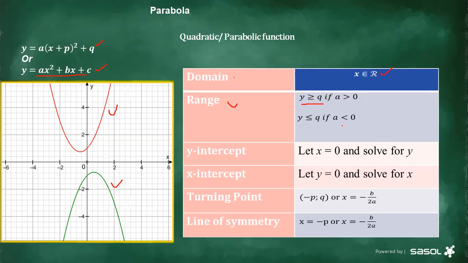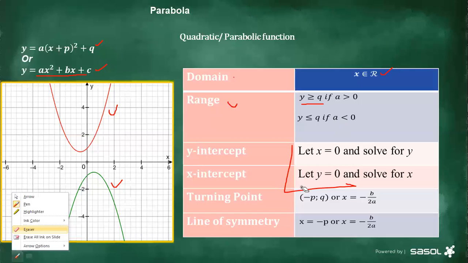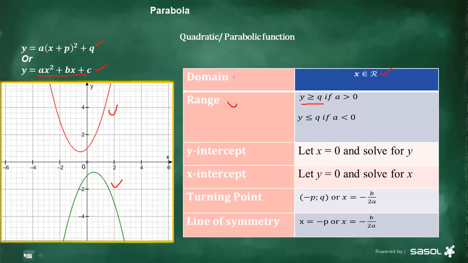For the y-intercept, you let x be 0, then you solve for y. For the x-intercept, you let y equal 0, and then you solve for x. Now the turning point, I did explain the turning point. Let me just remove this one. Sorry for this.